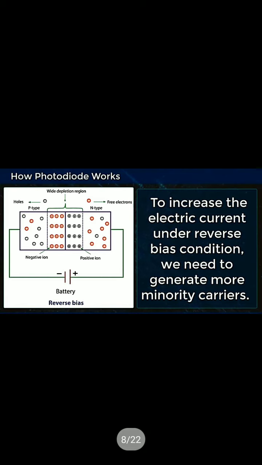Now, as we increase the electric current under the reverse bias condition, we need to generate more minority carriers, because in a reverse bias condition, no majority carriers flow from the N side to the P side or the P side to the N side. Whatever small amount of current we get is due to the minority carriers. So as time increases, we need more minority carriers. If minority carriers are fewer, then after some time this reverse saturation current will be zero. So we need to generate more minority carriers. How will these minority carriers increase?